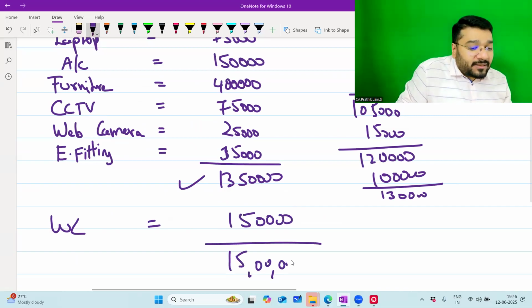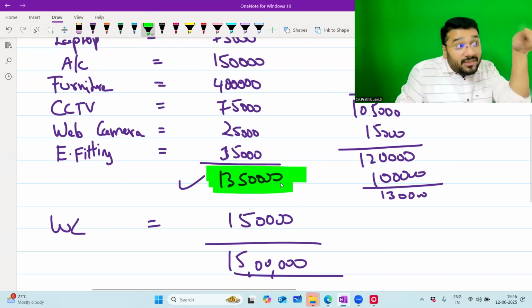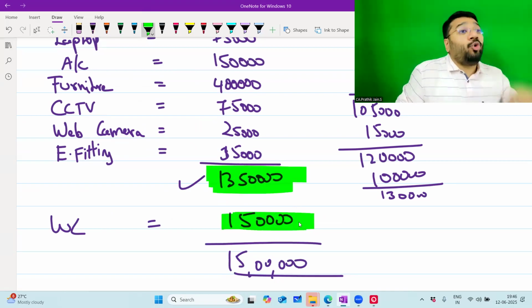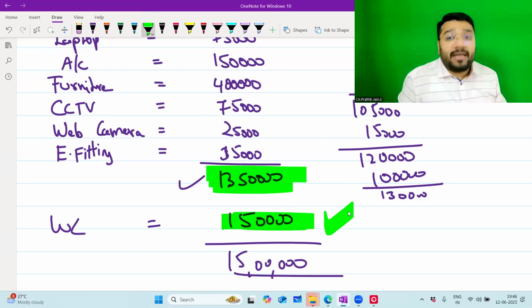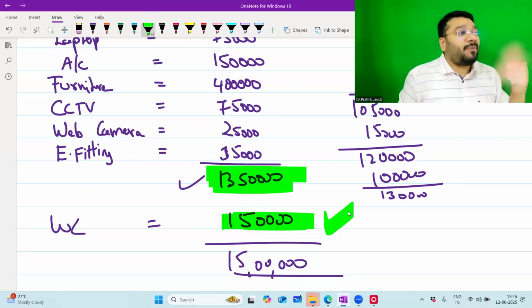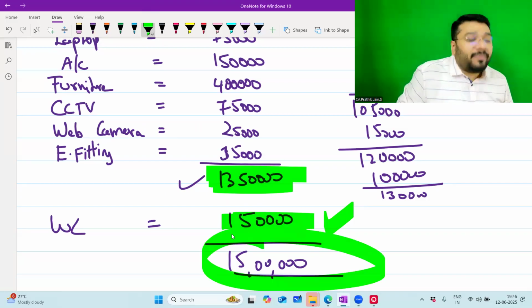15 lakh rupees. In this 15 lakh rupees, 13,50,000 is to start the business, and 1.5 lakh is required to run the business initially. Because initially, right from day one, customers may not come. You have to keep some extra money in the business for emergency purposes. So total 15 lakh rupees I need.